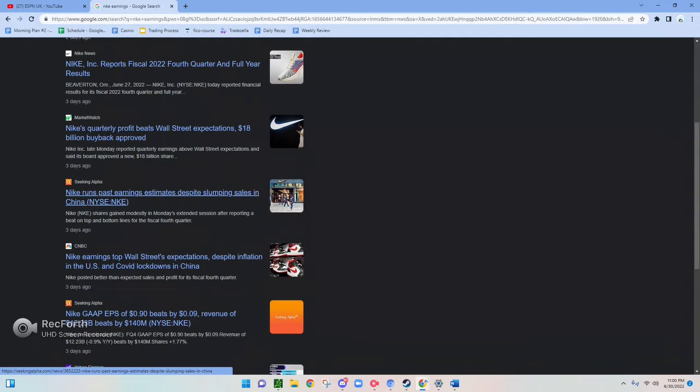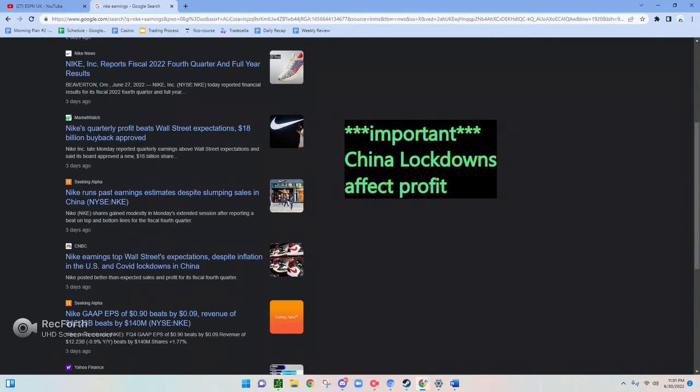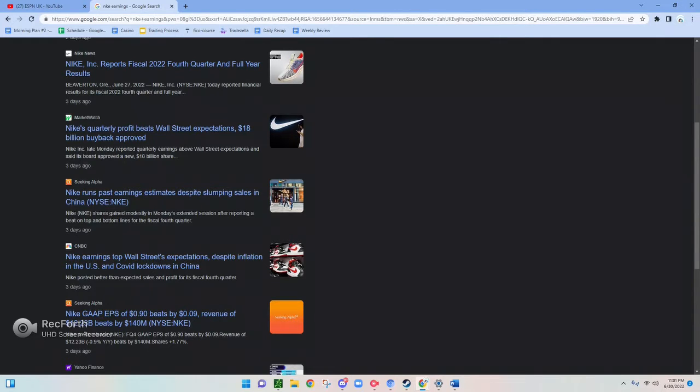And if you want to dive deeper into the news, and go a little bit deeper, you'll see that despite inflation in the U.S. and COVID lockdowns in China, this is why the overall sentiment was bearish, because the government in China, when they see any sort of COVID, they automatically just shut down the country. They don't care. They just shut that down. No more going out, going to Nike, going to Adidas, going to Louis, going to the mall. You're getting shut down.